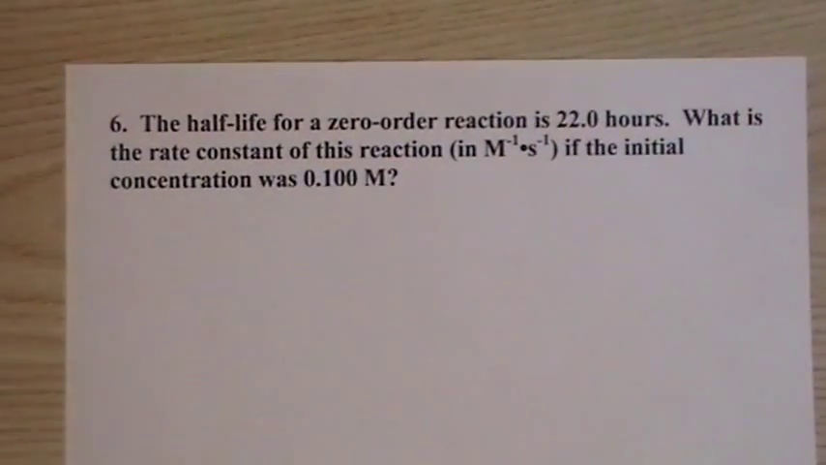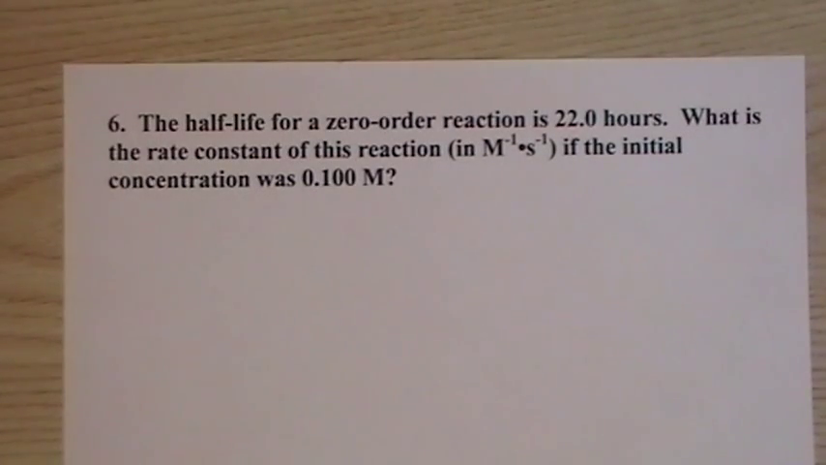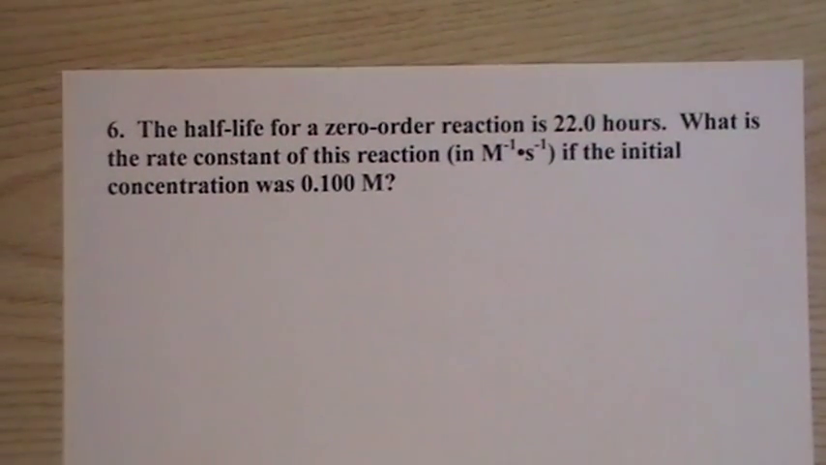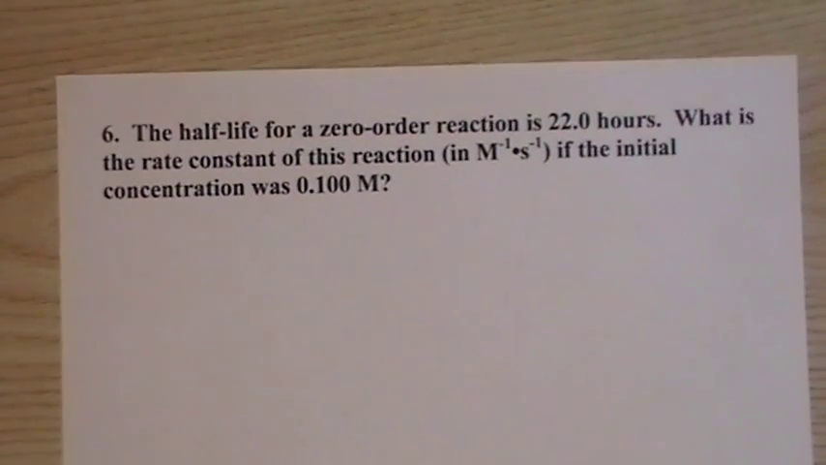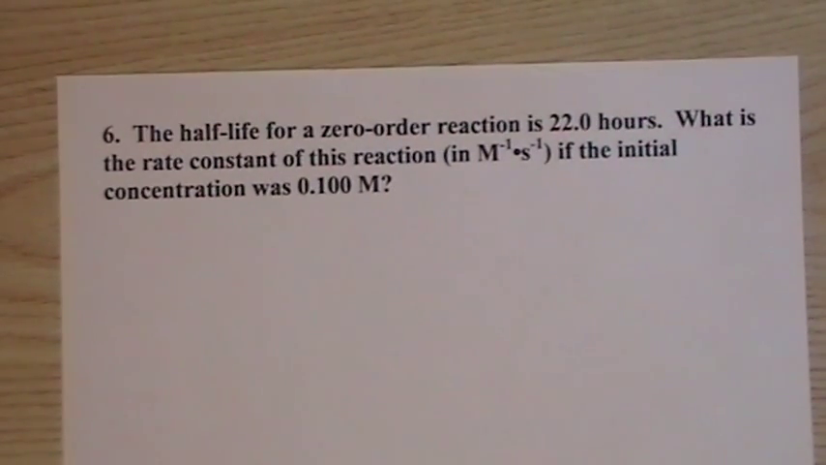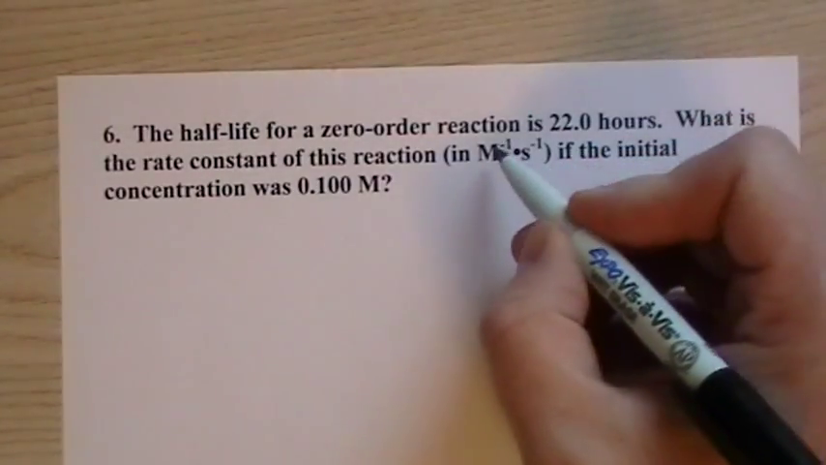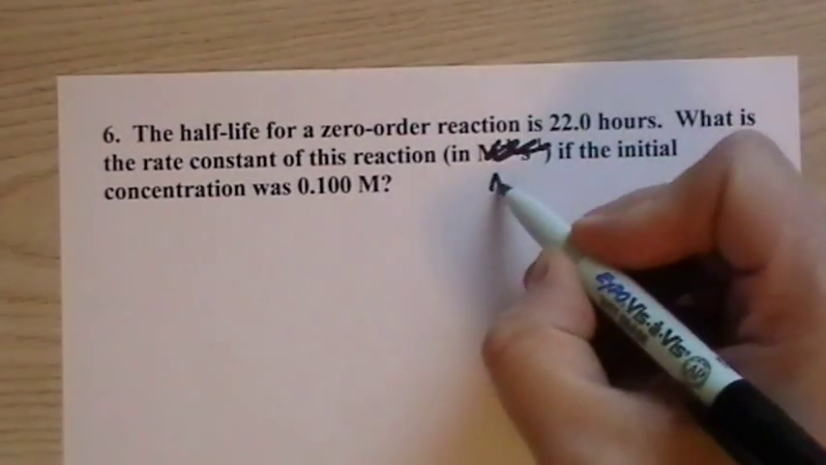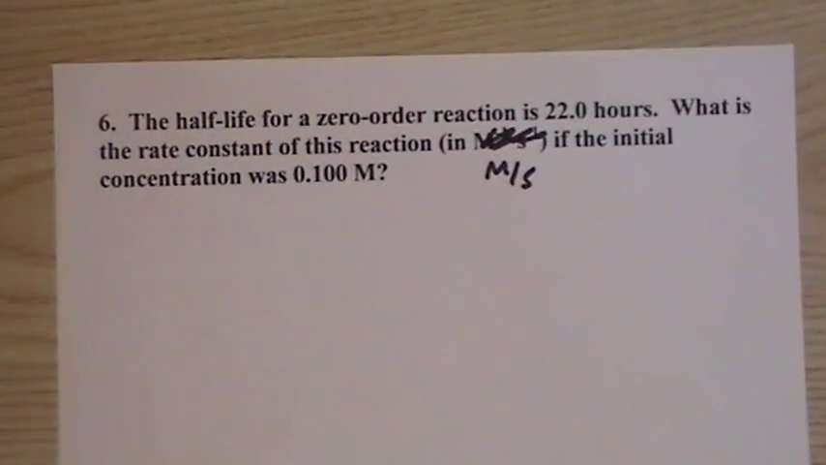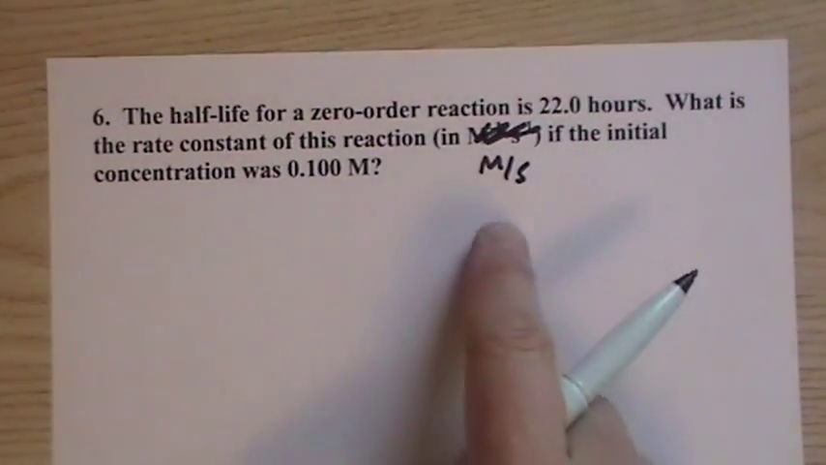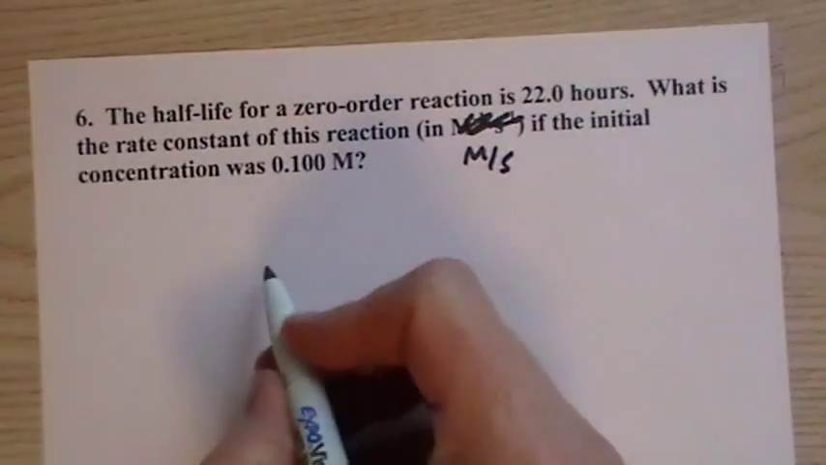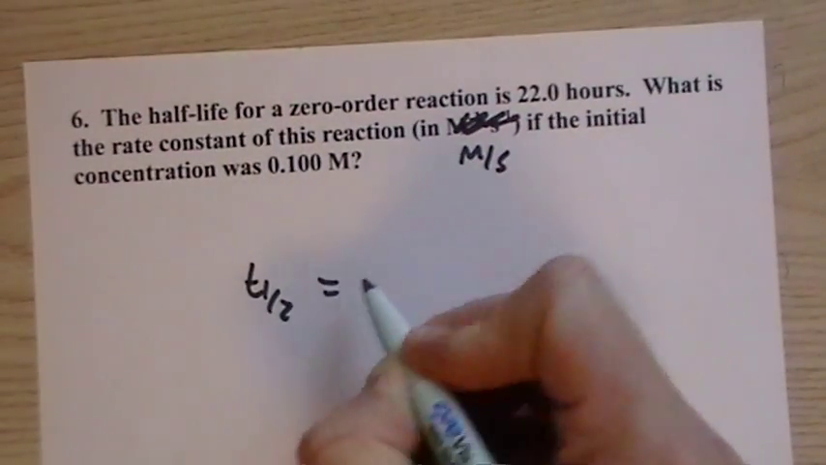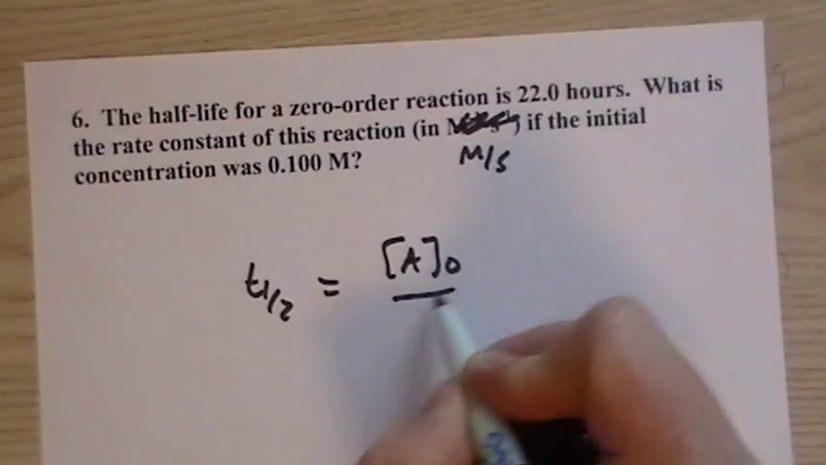6. The half-life for a zero-order reaction is 22 hours. What is the rate constant of this reaction if the initial concentration is 0.1? Oh, this looks really familiar. Okay, well, the first thing is our rate constant has to be in molars per second. Looks like I just took that other problem. Sorry about that, that was second order. Just trying to give you some variations.